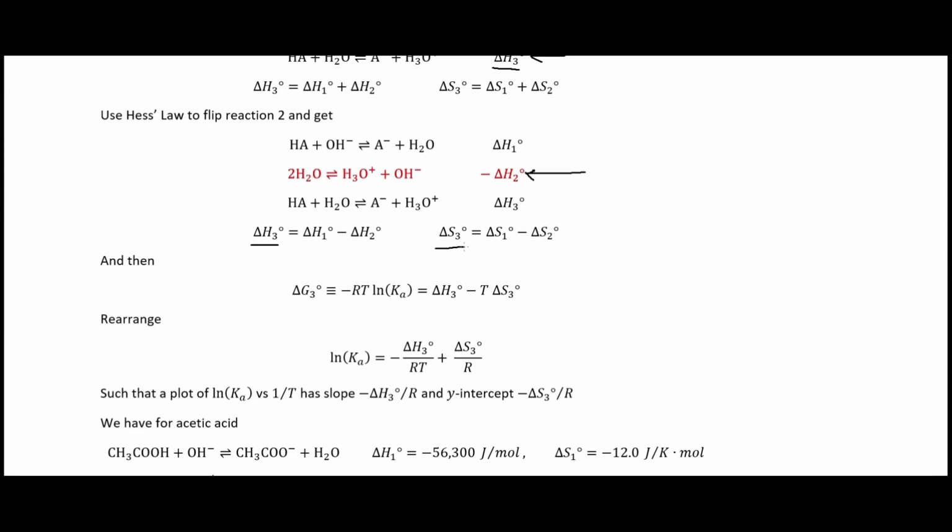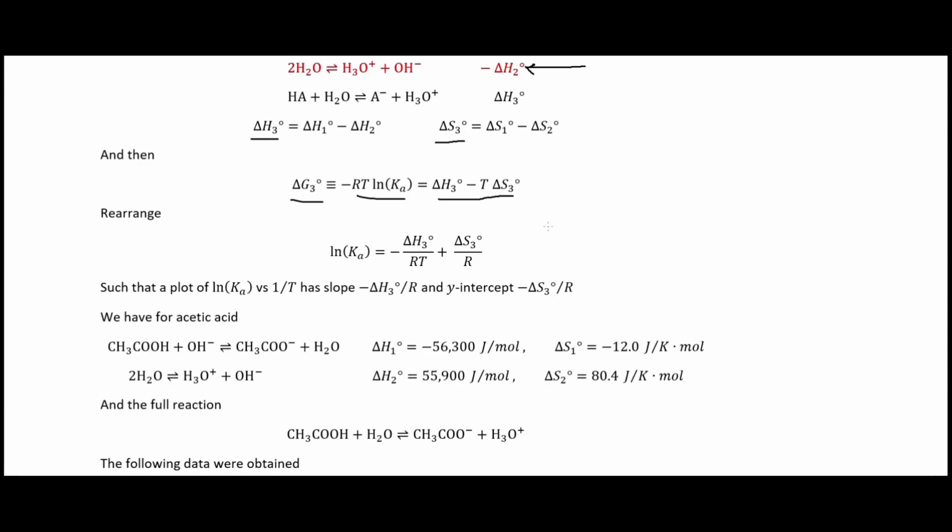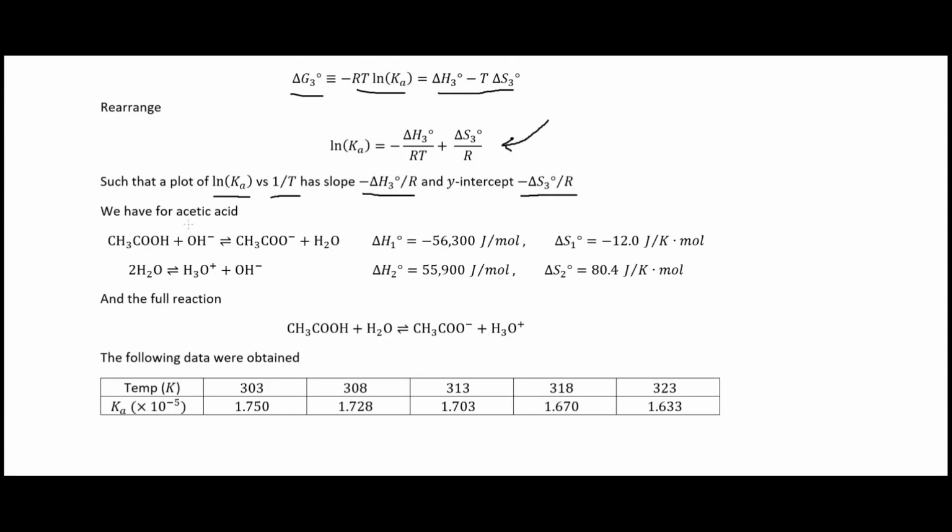reactants to products. So then we can use the definition of the Gibbs free energy, which is this equaling this. We rearrange it a bit so that we end up with this. So we can plot it as the natural log of our Ka versus 1 over T. And so the slope would be the negative enthalpy over R, and the y-intercept would be the negative entropy over R. So we can look at this for acetic acid.